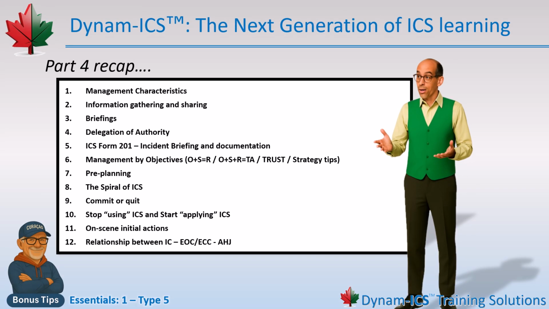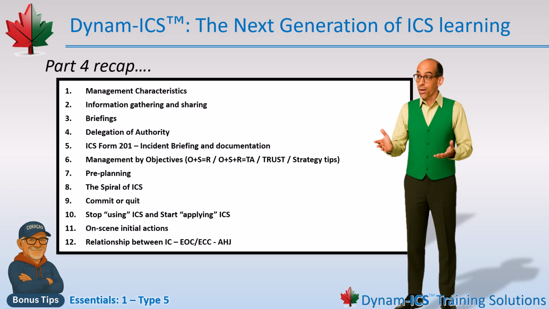All right, let's take a quick walk back through everything we covered in Part 4, the management characteristics and all the bonus tips that help the system actually work in real life. 1. Management characteristics. We kick things off with the core principles that hold ICS together: unity of command, common terminology, modular organization, span of control, and all the pieces that make this system predictable under pressure. 2. Information gathering and sharing. We talked about how good decisions come from good information, and how ICS relies on structured, purposeful information flow to avoid guesswork and confusion.